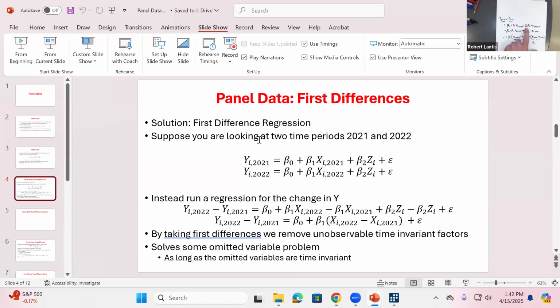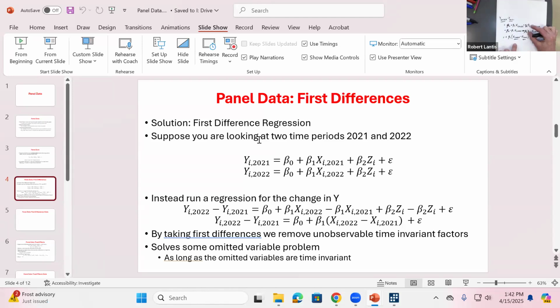Because when I'm trying to estimate student test score, what would all these things be if I didn't take a first difference? I don't have data on them, and I run a regression. So let's say I was just regressing Y on X. All the Z, if I don't have data on it, would be omitted variables, right? So what would that do to my coefficient estimate? Cause a bias.